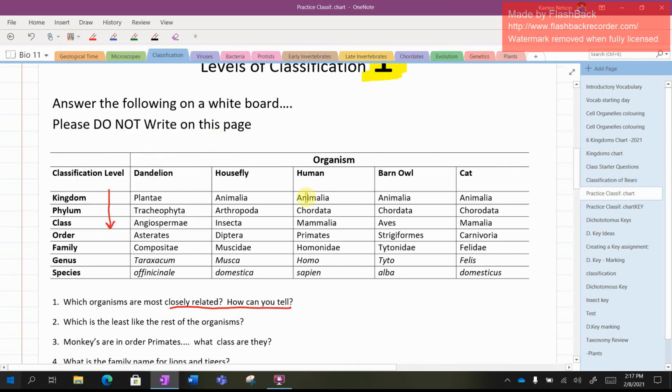So I'm going to do this with my highlighter, and I can see that I have lots of animals. I have a couple of chordates. I have 2 mammals, and after that level, I don't have any more the same. So my 2 most closely related are my human and my cat. They have the most levels that are the same.